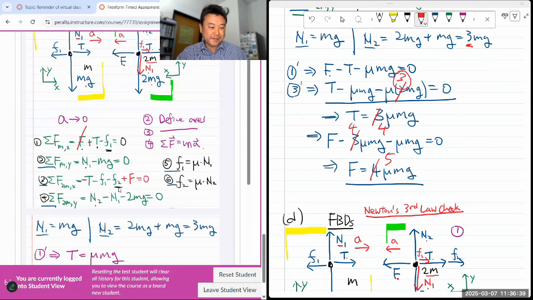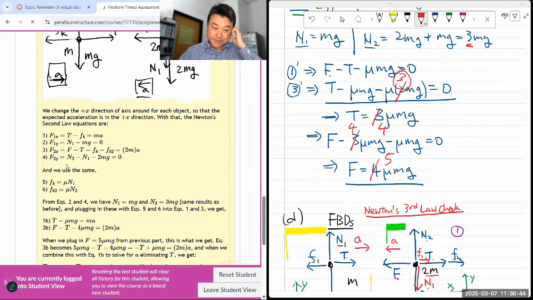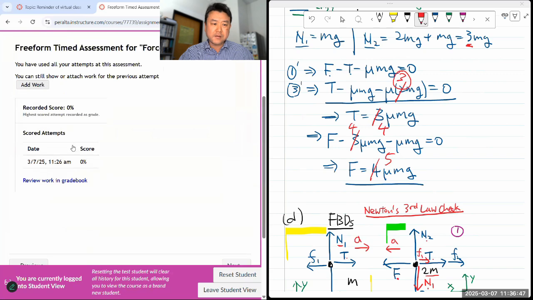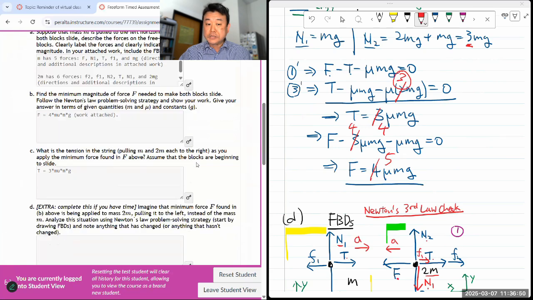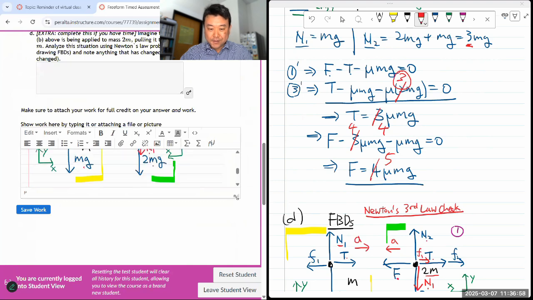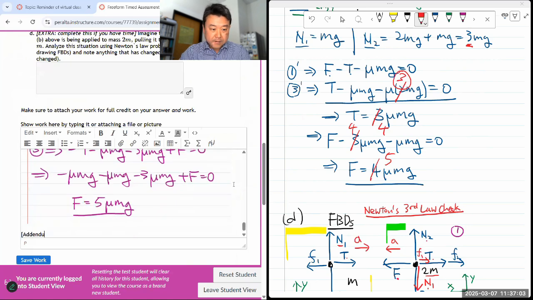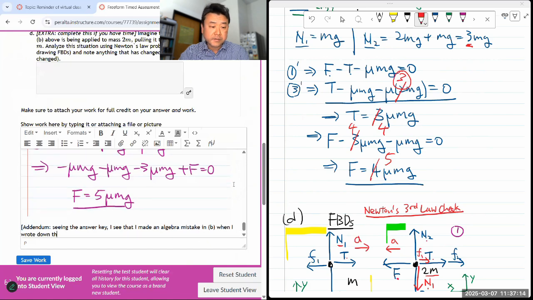And so let me do this. Now, if you want to change your work, you can reload the work. There's no real due date on how long it takes for the work to be changed. So you can totally do this. You can just change your work, but I'm not going to do that. I'm going to do it in an honest way. As in, I'll just say, seeing the answer key, I see that I made an algebra mistake in B when I wrote down the expression for F2.